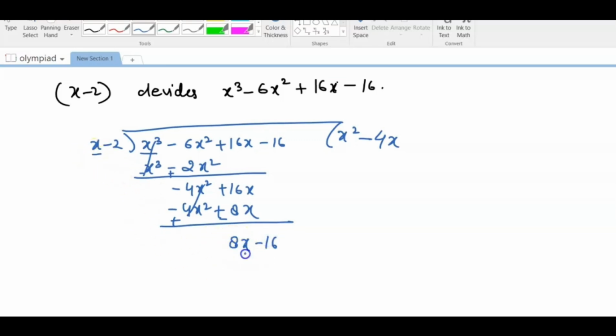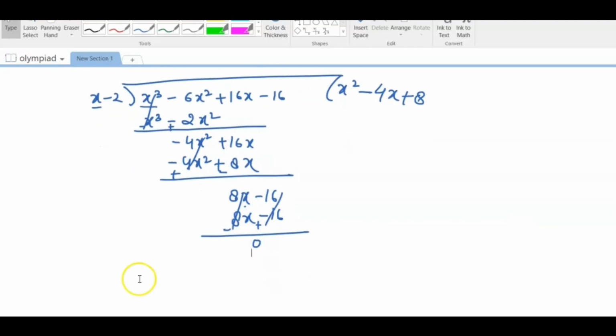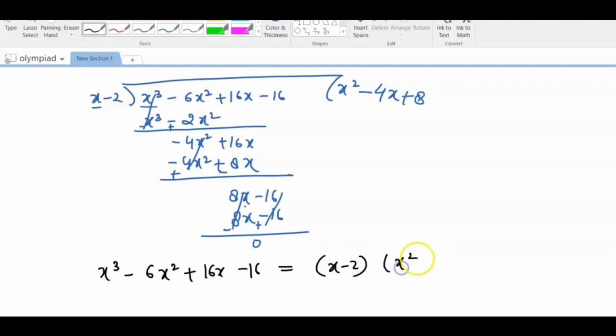Now to get 8x, we need to multiply x with plus 8. So here you get plus 8x and then minus 2 into 8 is minus 16. And on subtracting, we will get 0. This means that x cube minus 6x square plus 16x minus 16 is equal to x minus 2 into x square minus 4x plus 8x.